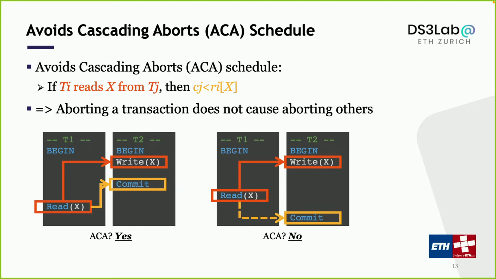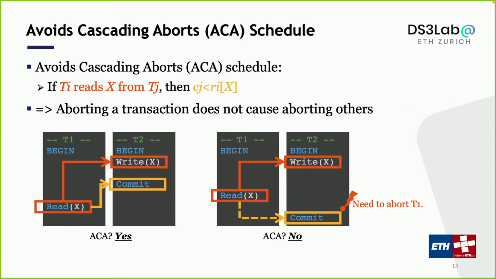What could be the problem if one schedule is not in ACA? The way to think about that is to assume the thing on the right-hand side, and the system crashes here. What would happen? Before T2 can commit, the system crashes. In this case, I have to undo T2. T2 is not done. When I recover, I need to undo T2.